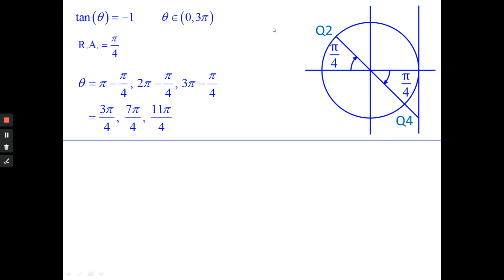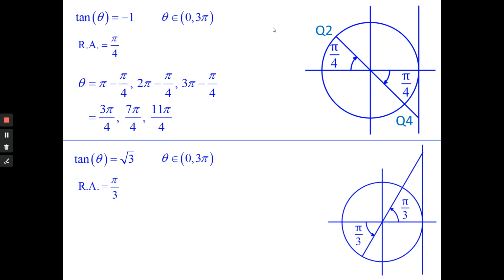Now let's move on to the second equation. Our second equation was tan theta equals root 3, and it was over the same domain as previously. So what's our reference angle? Well, our reference angle is going to be pi over 3. Now let's look at the unit circle. The unit circle is going to have quadrant 1 and quadrant 3 with a reference angle of pi on 3. Let's start looking at our solutions.